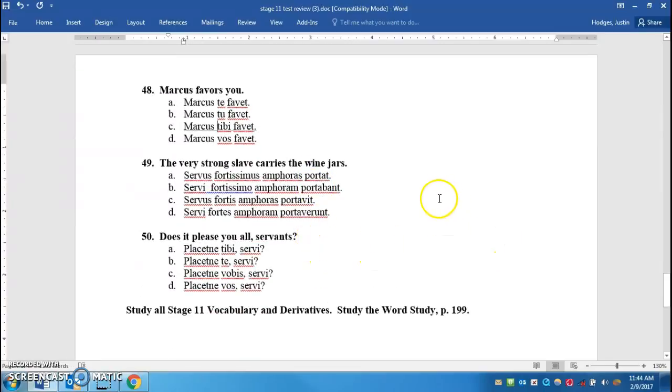Number 49, the very strong slave carries the wine jars. Okay, well, I'm looking for my verb. I see carries. I know that's portat. We know it's the very strong slave doing it, so we're looking for a T ending. We can eliminate portabant because it ends in NT, so we can eliminate B. We can eliminate portaverunt because that ends in NT. That means that the subject would be plural. Then we're left between portavit and portat. Well, we see carries. That's present tense, and we know that the V makes this perfect, so we can eliminate C as well. Just based off looking at the verb, we know the answer is A.